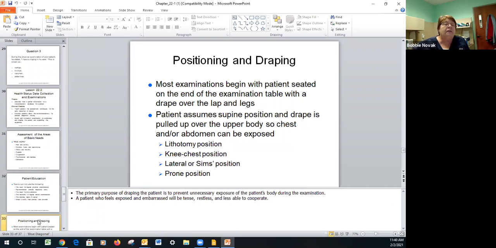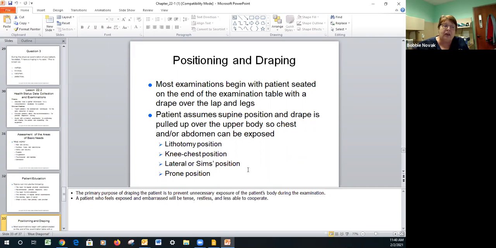Sometimes you are assisting in these examinations, and so you have to know how to position your patient and drape them properly. We want to begin with them seated. We want to put a drape over their lap and their legs. Generally, we have them take their clothes off or put on a paper gown, okay? We want them laying down and the drape is pulled up over the upper body so your chest or your abdomen can be exposed.